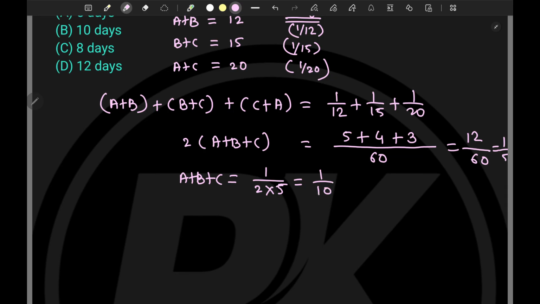And hence, okay, so this is what in one day they will complete, 1/10 of the portion, and hence how many total days will be required? So the total days required will be 10 days. Okay, so this is another way to solve this problem.